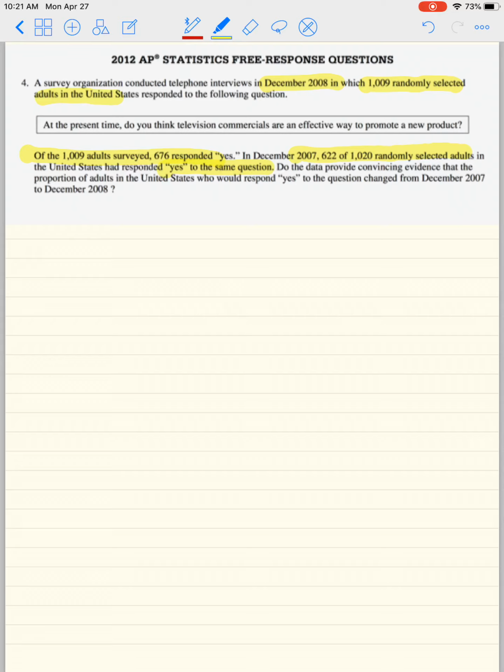Do the data provide convincing evidence that the proportion of adults in the United States who would respond yes to the question changed from December 2007 to December 2008? Now, we are going to say this is a hypothesis test. I'll make alpha equal 0.05 anytime they don't give it to you.